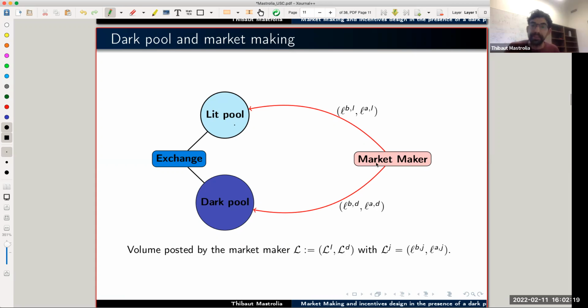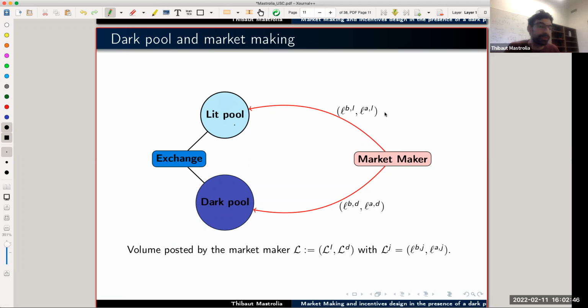And if you want to extend these schemes, for example, the idea could be that the market maker sends in the lit pool both a volume at the bid and ask, and also proposes limit orders. What I mean is that he or she also proposes a price to buy or a price to sell. But just to make it simple, we assume that he does not propose a price.